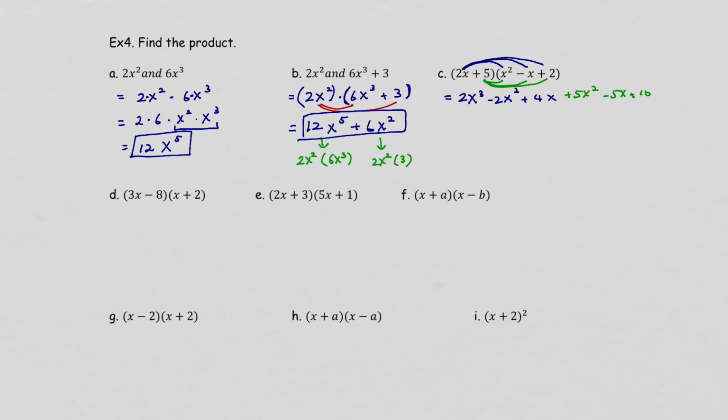Once you're done distributing all, then you're going to come back and combine the like terms. You only have 1 cube, but then you have 2 squares, which gives you positive 3x squared. And then you have 2x by itself, and then plus 10. And you do not have any other like terms to combine, so that must be it for that problem.